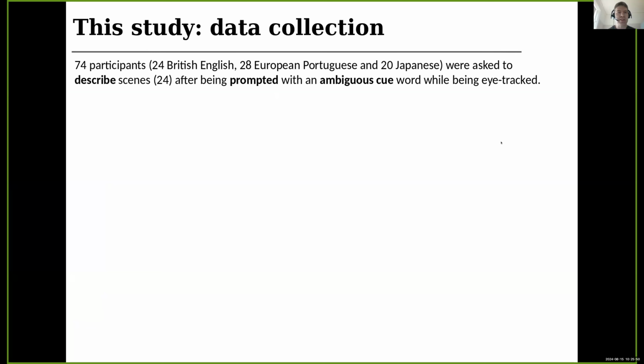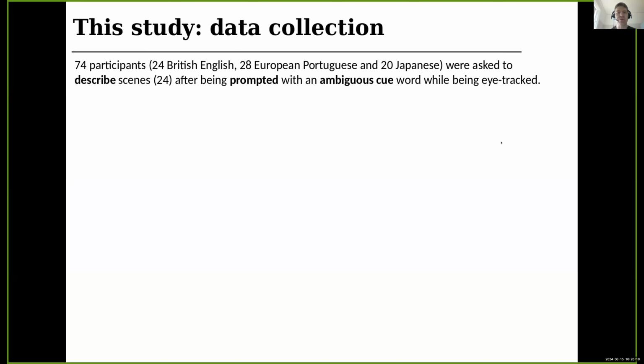So we collected some data. We had a total of 74 participants. 24 were English speakers, 28 were Portuguese speakers, and 20 Japanese speakers. We asked them to describe 24 scenes, the same scenes in all three languages.